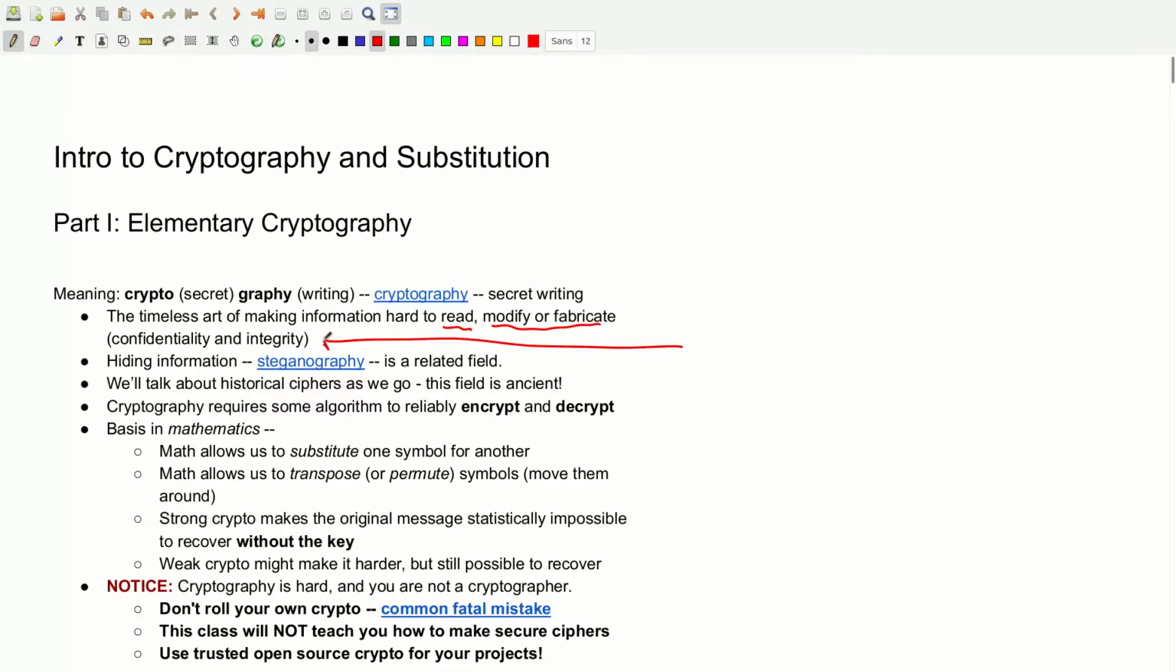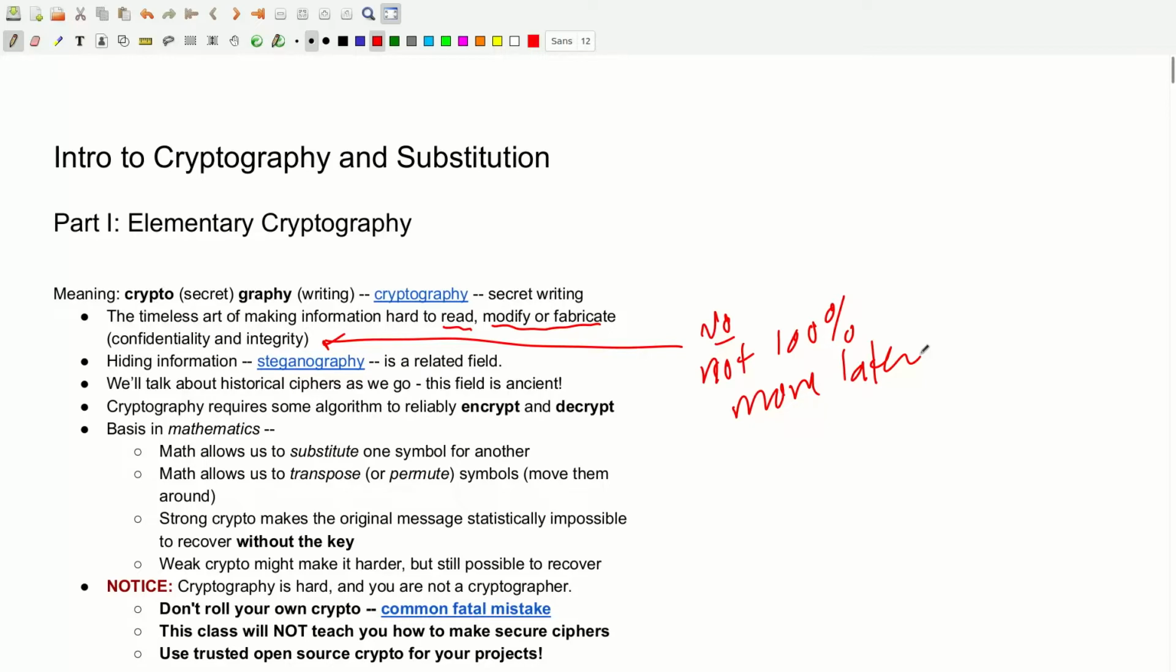Now, does it automatically give you 100% integrity? No. Not 100% and not perfect. We'll talk about this more later. But it can help provide integrity.